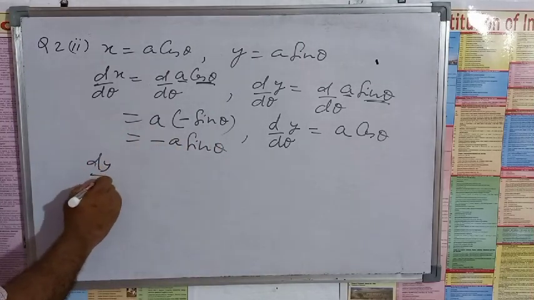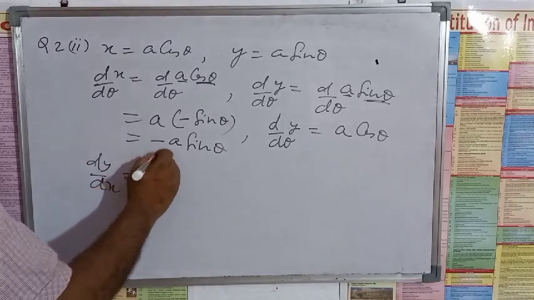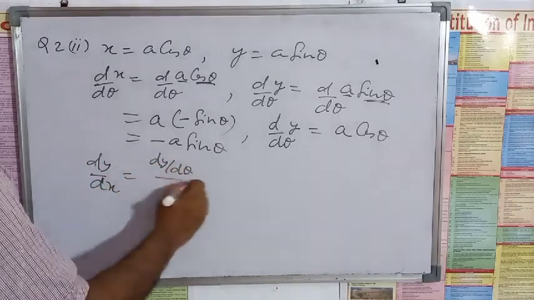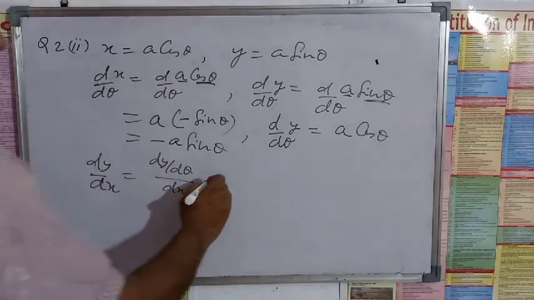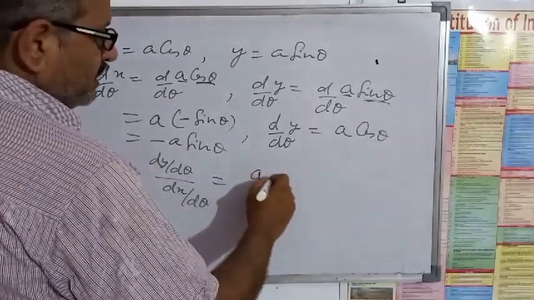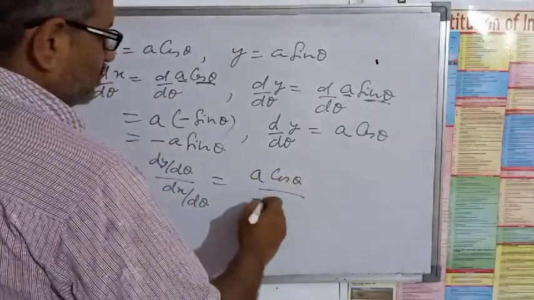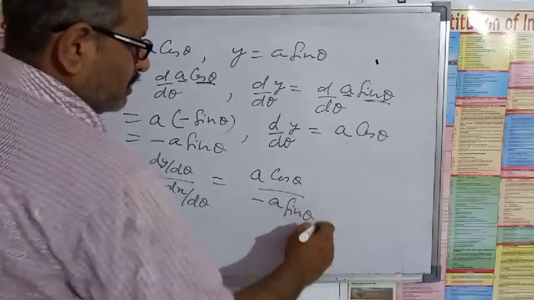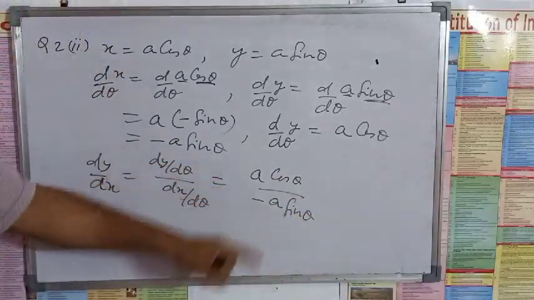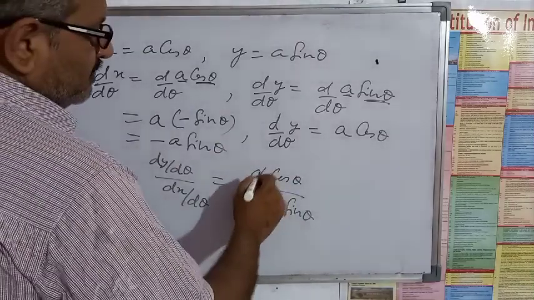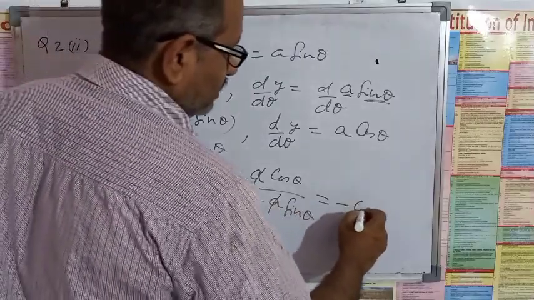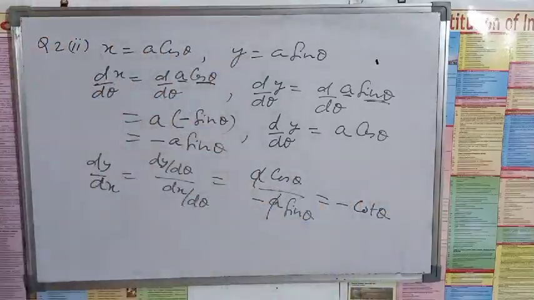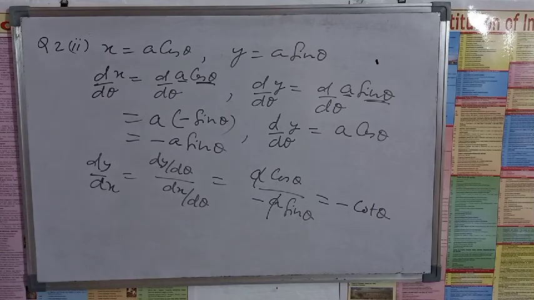Now write dy by dx. So dy by d theta divided by dx by d theta. dy by d theta is a cos theta upon dx by d theta, minus a sin theta. a cancels with a, cos upon sin is cot, and the minus sign is there. So minus cot theta. In this way we can find dy by dx of parametric functions.